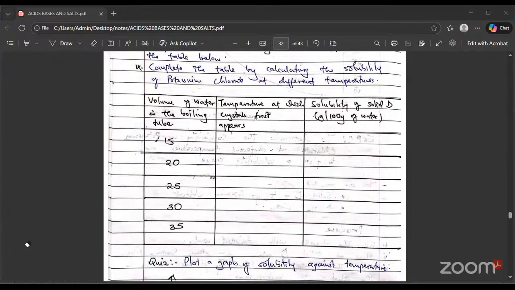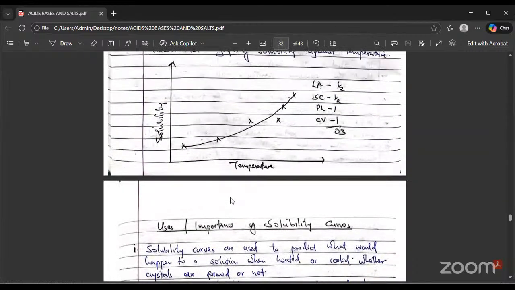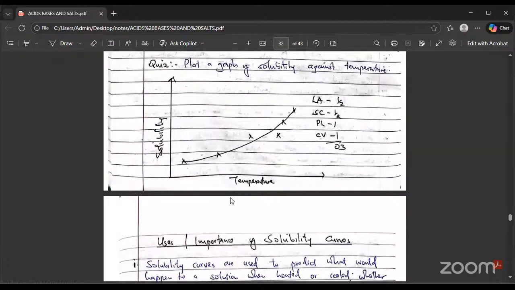So the graph of solubility against temperature, there is no problem. Like I had mentioned, how do we mark this one? This one has been labeled solubility. Of course, the units must be there, grams per 100 grams of water, temperature in Kelvin or in degrees Celsius. So we have labeling of the axes.